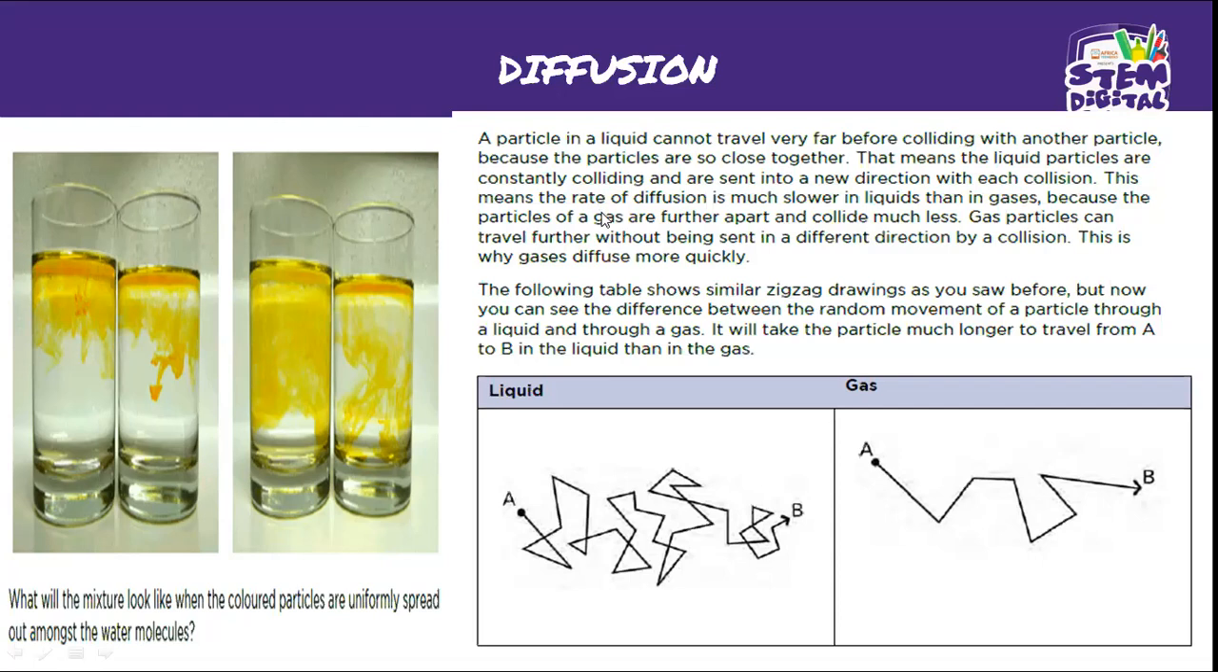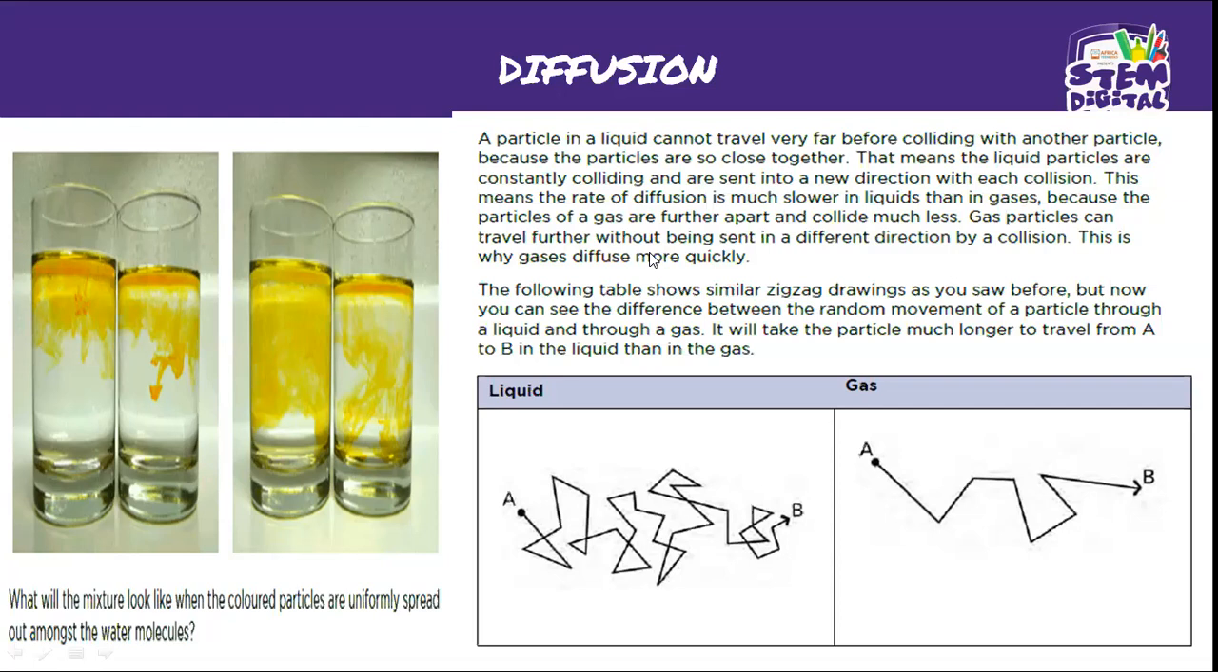This means that the rate of diffusion is much slower in liquids than in gases. Why is the rate of diffusion slower in liquids than gases? The fact is that they collide, and as they collide, their speed is decreased or hindered. That's why the rate of diffusion is much slower in liquids than in gases. Because the particles of gases are further apart and collide much less, gas particles travel further without being sent in a different direction by collision. This is why gases diffuse more quickly.